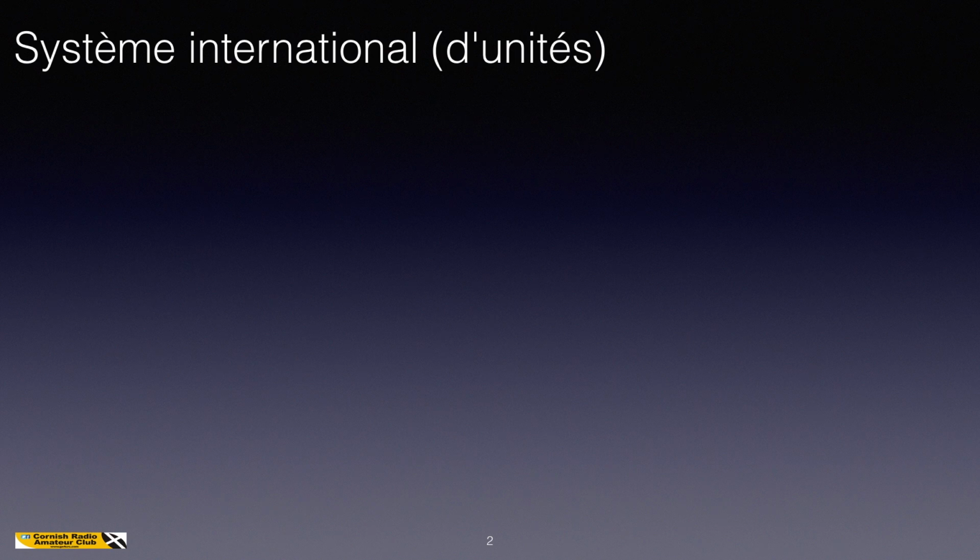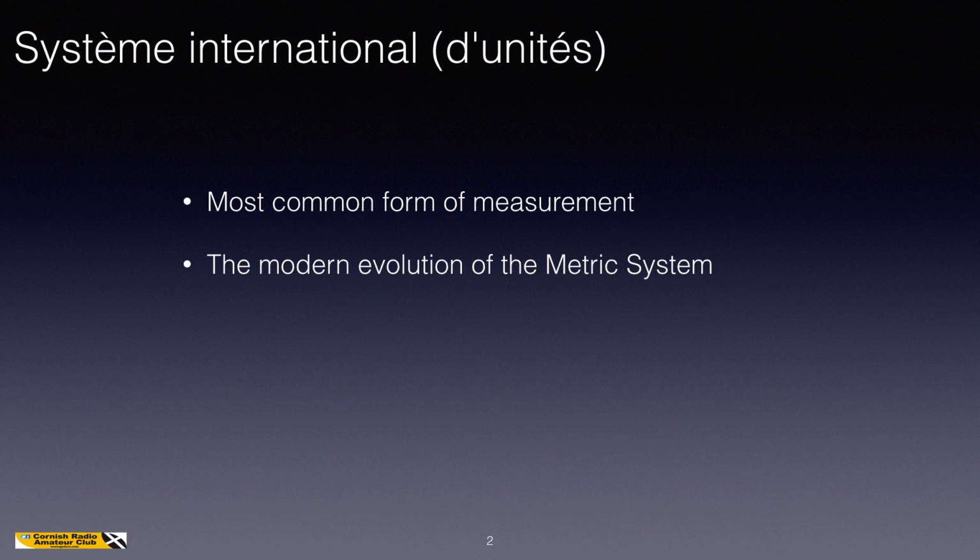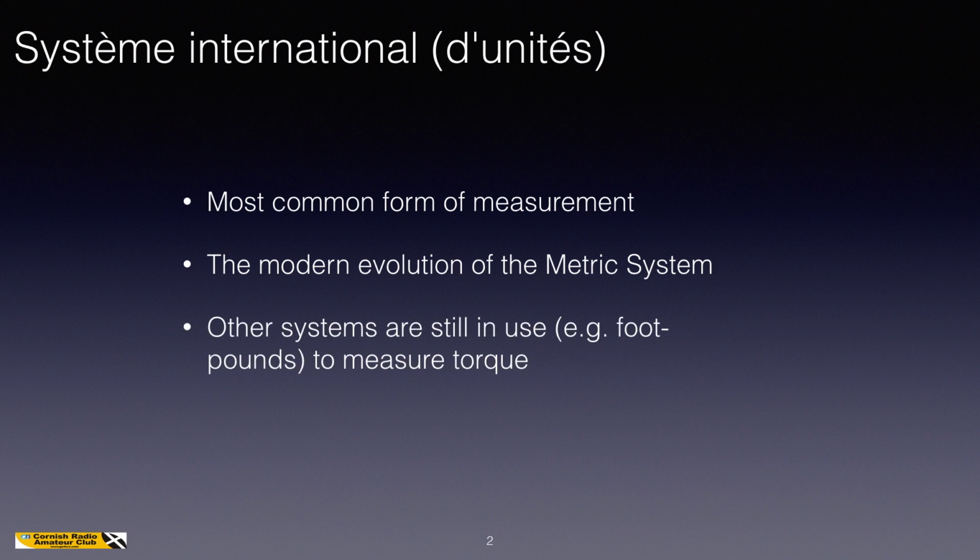Système International d'Unités, and apologies for the pronunciation, is the most common form of measurement. It is used worldwide, and it is the modern evolution of the metric system. And other systems are still in use, for example, foot-pounds to measure torque. Other systems are predominantly used in, for example, the USA, which, although I believe NASA has recently transitioned completely to SI, up until recently it used a mix of units, which famously caused it some problems.